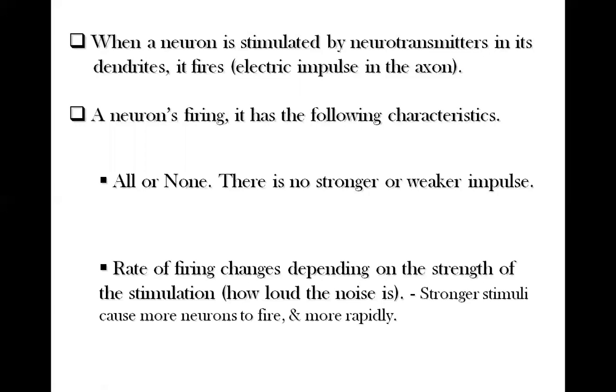One more characteristic of a neuron firing, the electric activity in the axons: a neuron either fires or does not fire. A neuron doesn't have a strong firing or a weak firing. A neuron's firing is like a light switch with two positions, either on or off. You can't adjust how strong the light beam is. You can't adjust how strong the firing is.